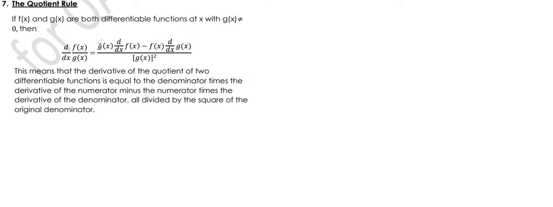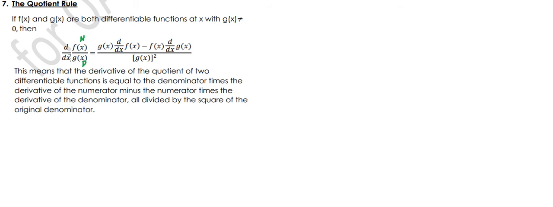Let's have the quotient rule. If f of x and g of x are both differentiable functions at x with g of x not equal to 0, then we have this formula. Let's say, for instance, our f of x is our numerator and our g of x is our denominator.